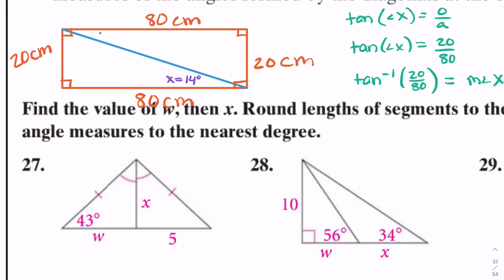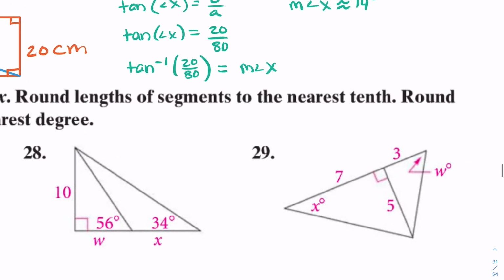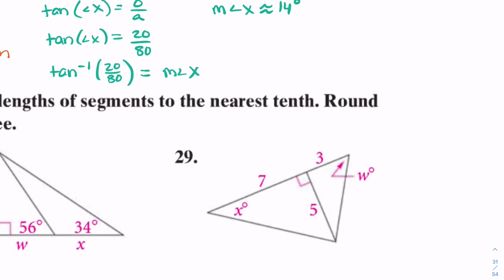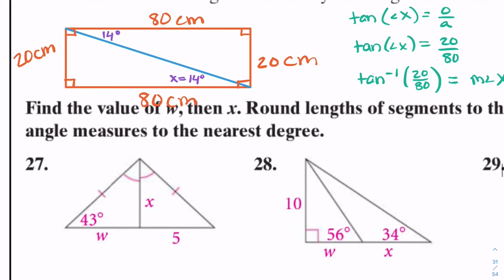So if that's 14, that makes that 14 degrees as well. That makes, let's see, we're going to do 180, take away 90 is 90, take away 14, 76 degrees. So we get that this is 76 degrees. That means that this is also 76 degrees, and so on and so forth.